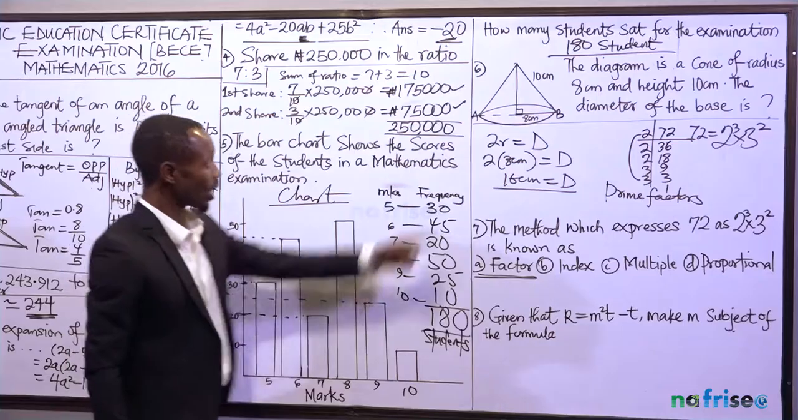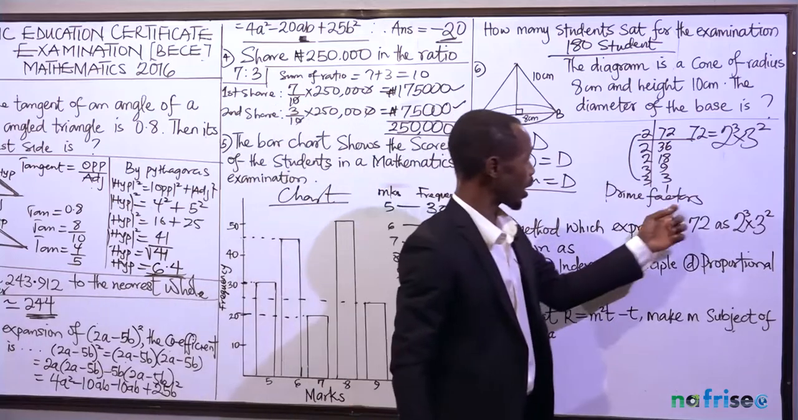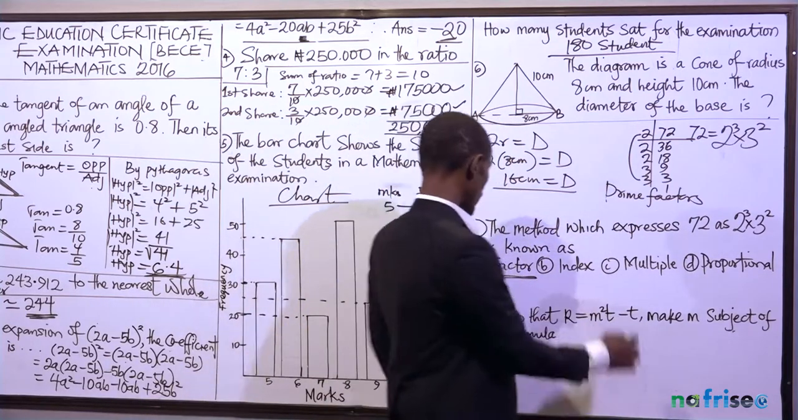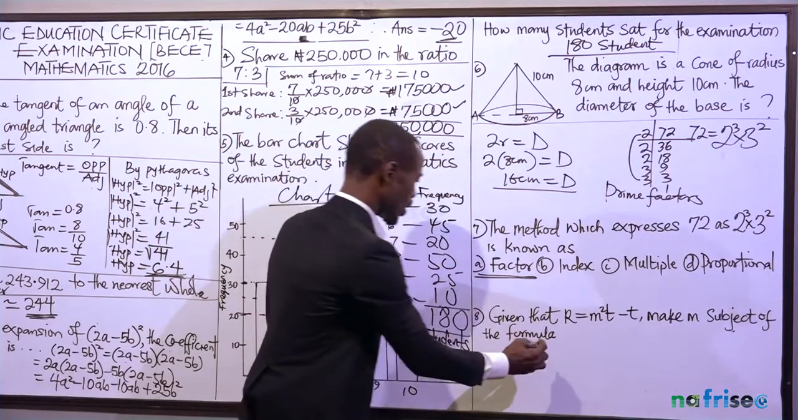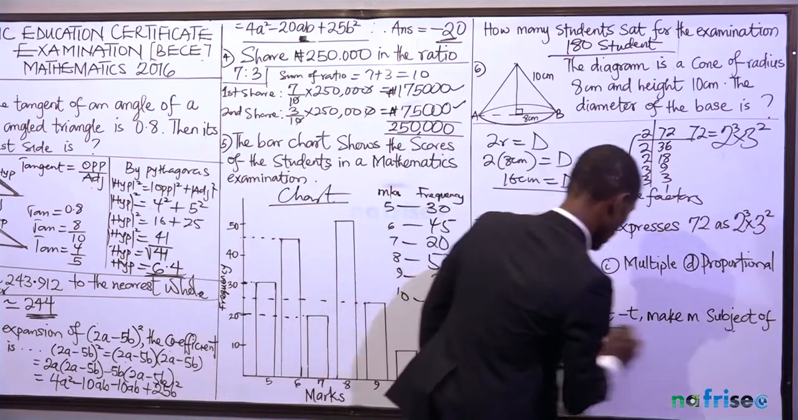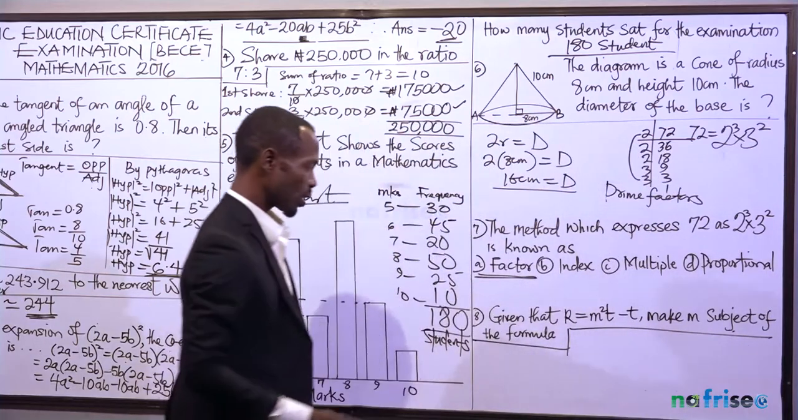All right, number 8. So the answer to 6 is 16 centimeters. The answer to 7 is the factor method. Now we go. For number 8, they gave us this. They said we should make M subject of the formula. Are you ready?